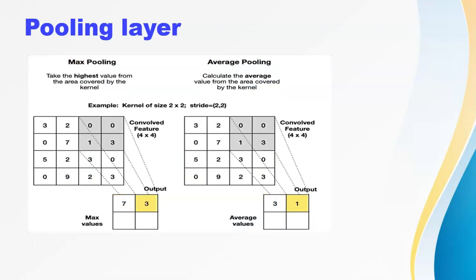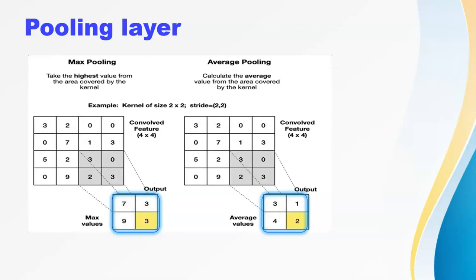The resulting output after the max pooling is a reduced size feature map with the maximum values from each pooling window as 7, 3, 9, 3. Similarly, the resulting output after the average pooling is a reduced feature map with the average values from each pooling window as 3, 1, 4, 2.